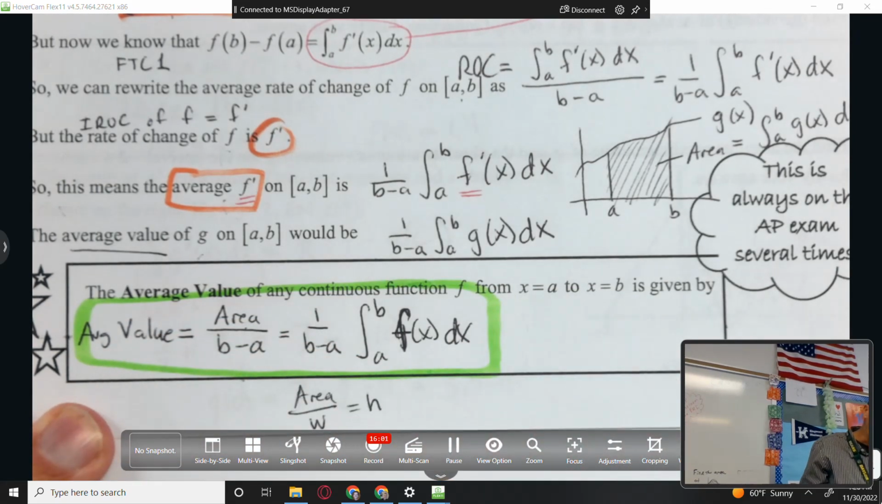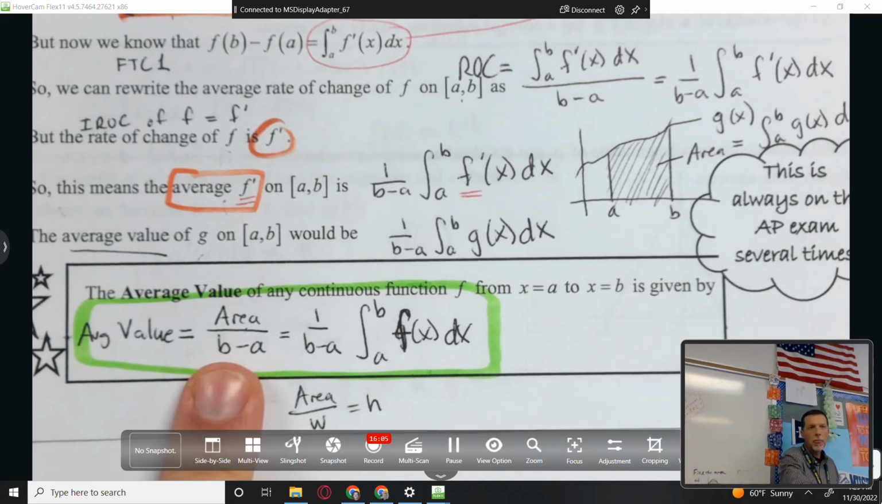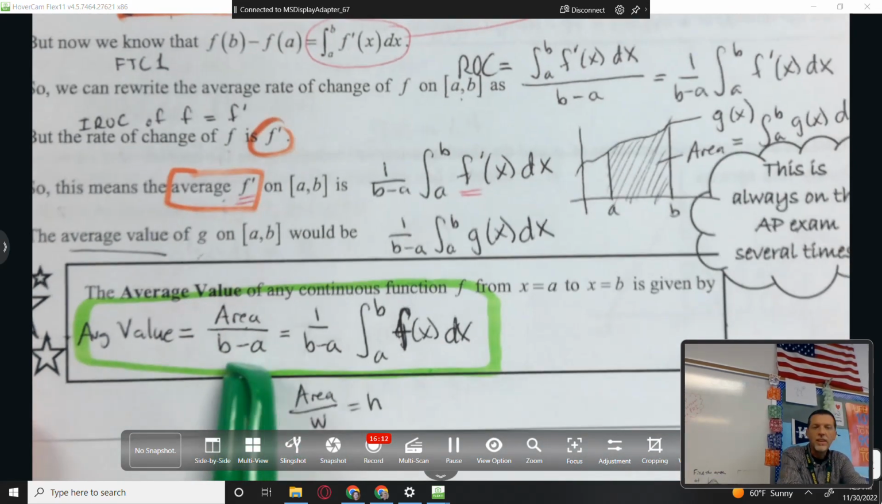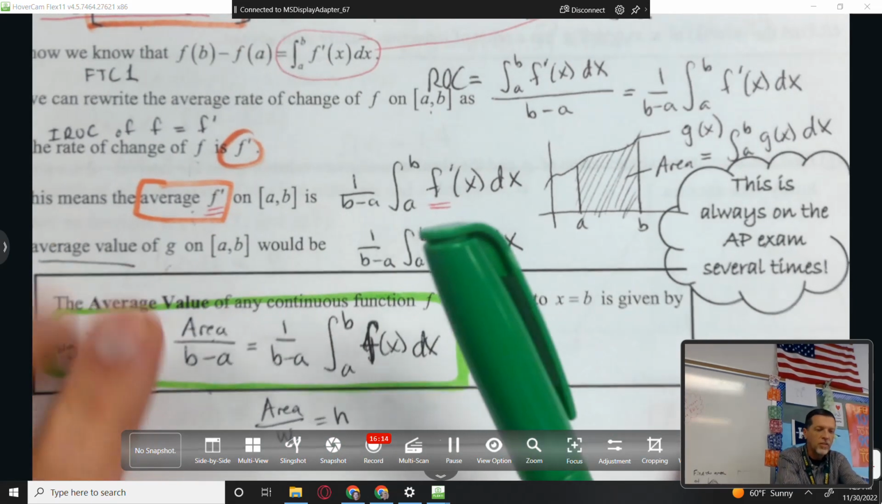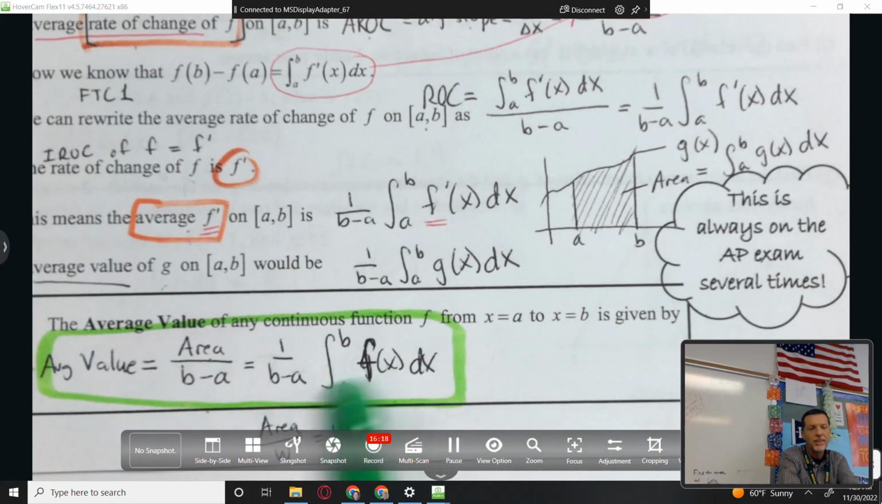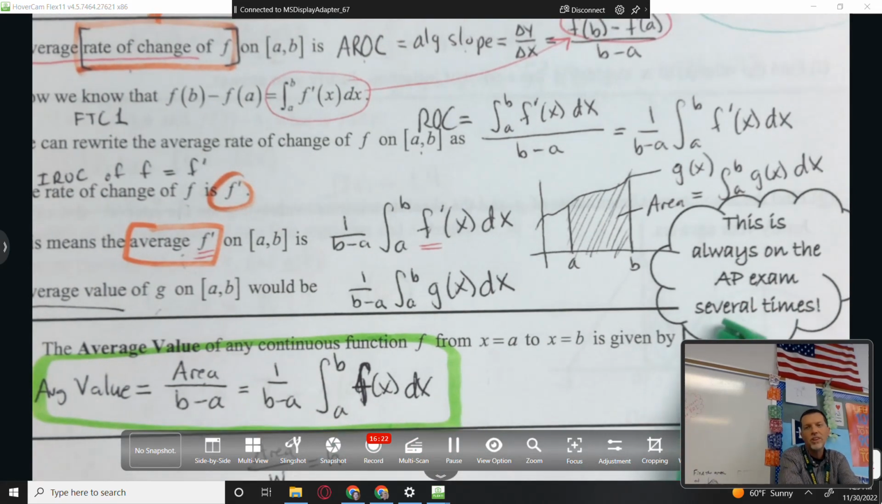So whether you remember it this way as area over b minus a, area divided by width, probably nobody's going to remember all that derivation stuff. This is the easier way to think of it. Or whether you just forget about the area and just straight memorize the formula, you've got to know this. This is always, always, always on the AP exam, and usually several times. Sometimes even on the free response part, but definitely on multiple choice. Probably both more often than not.